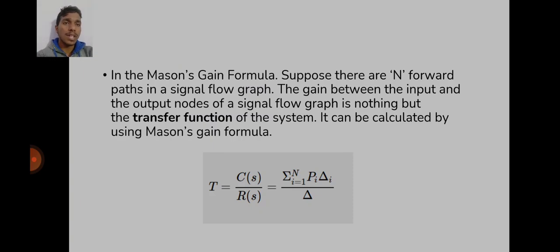In Mason's gain formula, suppose there are n forward paths in the signal flow graph. The gain between the input and output nodes of the signal flow graph is nothing but the transfer function of the system. It can be calculated by using Mason's gain formula. So Mason's gain formula comes into view when we use signal flow graphs to determine the transfer function in the simplest way.